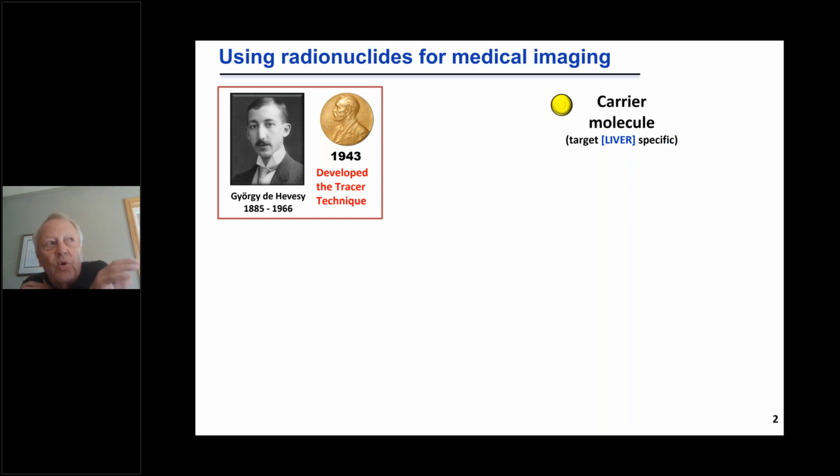We can target organs, we can target pathologies within the body. But just to make it simple, let's assume we have some molecule that is targeting the liver. Obviously, if we inject that molecule, we're not going to know that it goes to the liver because we can't see directly the effects of where that molecule goes. So the principle of tracer imaging is to label that molecule with a radioactive nuclide.